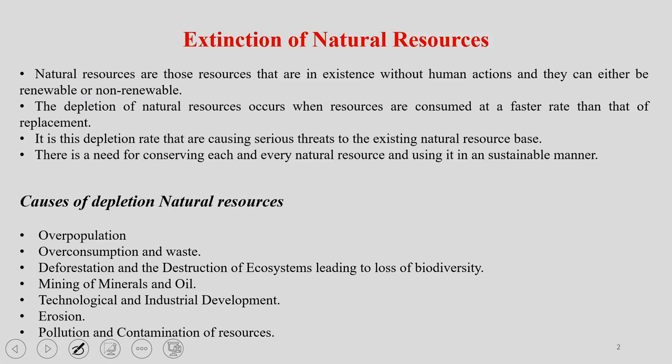By now, we all know what natural resources are, what their importance is, and why natural resources often get depleted. There are various sets of reasons. Of course, because of increase in population, the high rate of consumption is another aspect. The faster rate of consumption, then the rate of delivery, has actually caused a lot of extinction of natural resources. Overexploitation has become an issue. It is this depletion rate that is causing serious threats to the extinction of various natural resources that we have already discussed in the previous class.